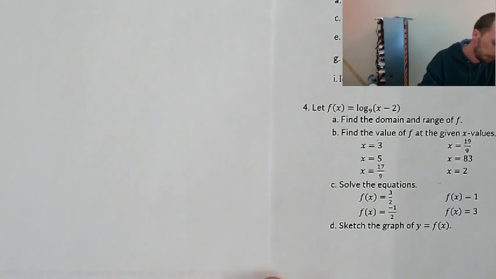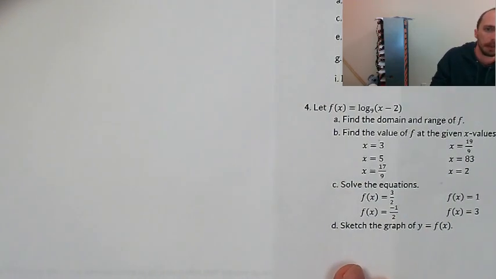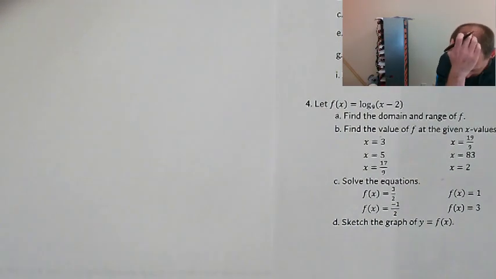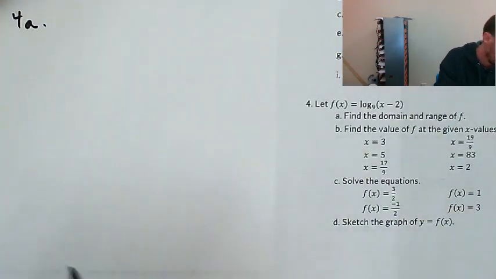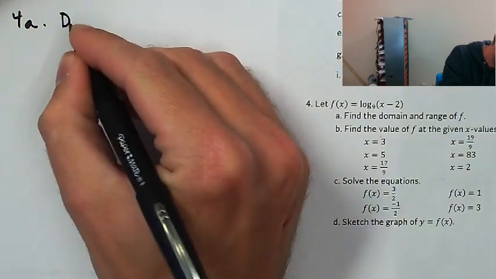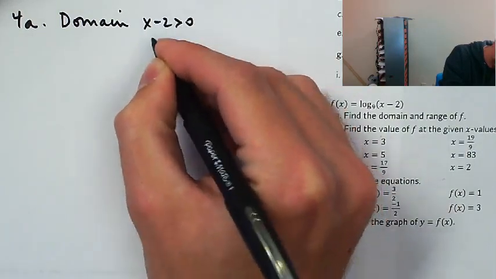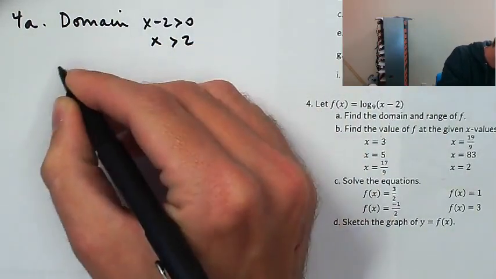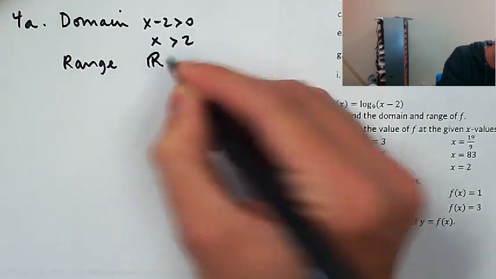Okay, that'll be good. So if we're going to find the domain and range of f, the domain of a log function, the thing that we input has to be positive. So x minus 2, the argument of the log, has to be positive. So I'm going to say right here, 4a is going to be the domain: x minus 2 greater than 0, meaning x is greater than 2. And the range of any of these log functions is going to be all real numbers.